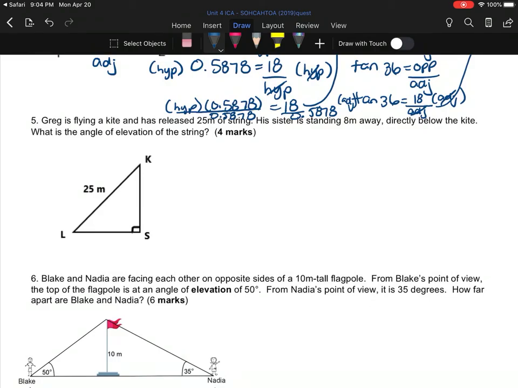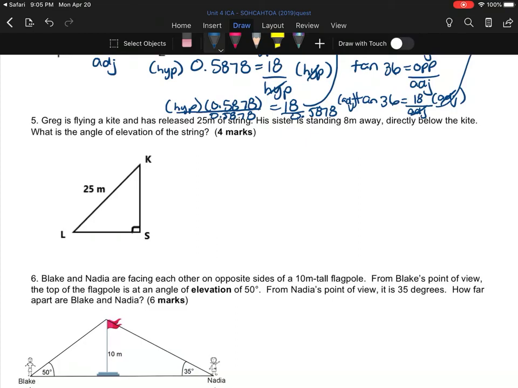All right, so now there are 2 word problems. On the quest, what I told my students last semester was, I'll give you the diagram. Because this is a unique semester, I don't know what the end of the unit assignment will look like, but for now, we'll give the diagram and you just have to follow all the correct statements or all the correct procedure when you have a word problem. Okay? So Greg is flying a kite and has released 25 meters of string. His sister is standing 8 meters away below the kite. What is the angle of elevation of the string?